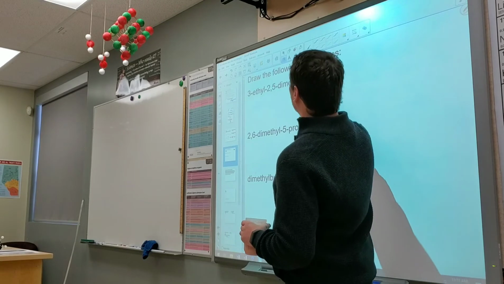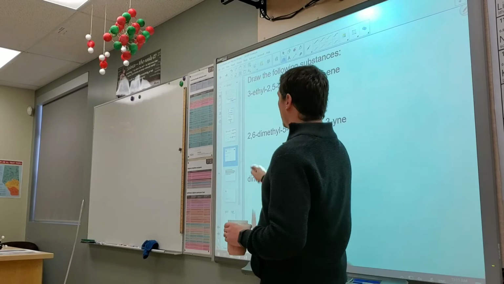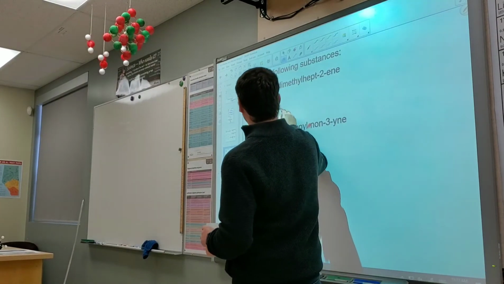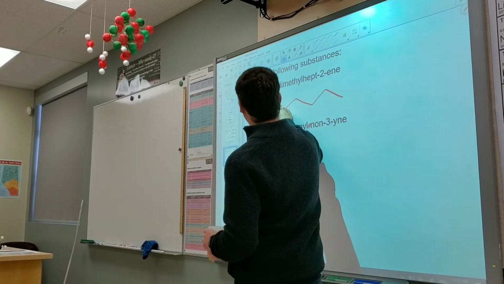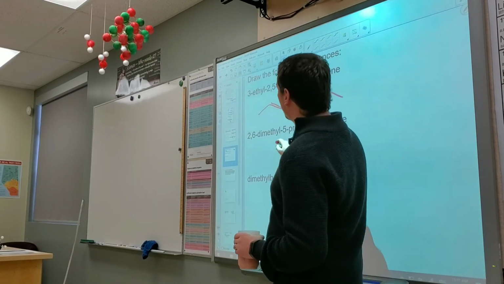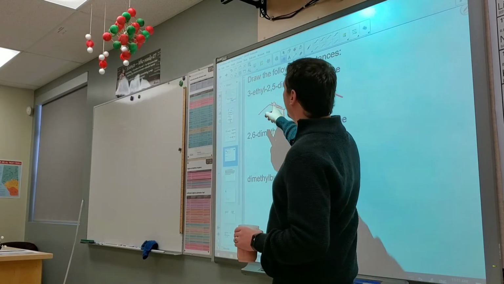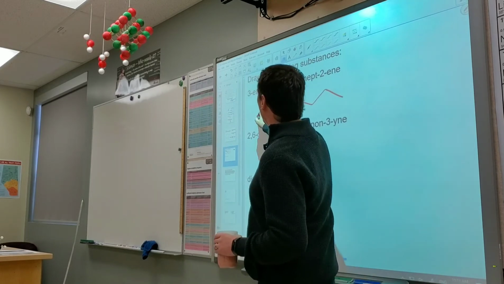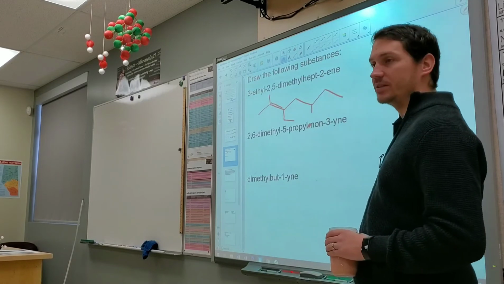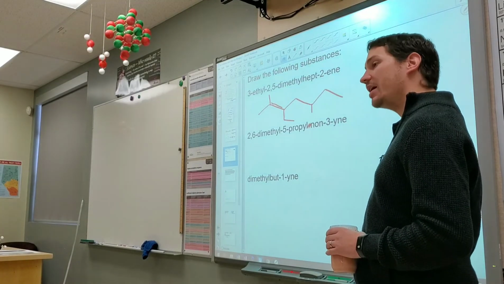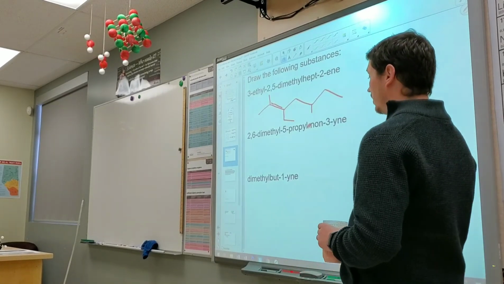Okay, so let's look at this. Hept-2-ene. What is hept? 7. 1, 2, 3, 4, 5, 6, 7. And the double bond is on the 2 to 3. There's a 3-ethyl, so 1, 2. There's a 2,5-dimethyl, so on the 2, 1, 2, 3, 4, 5. And that looks like it's good. So try and make sure that yours looks kind of like mine.